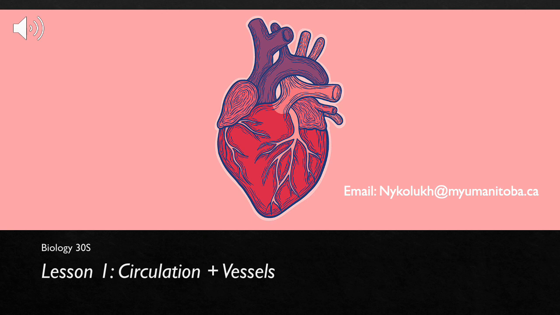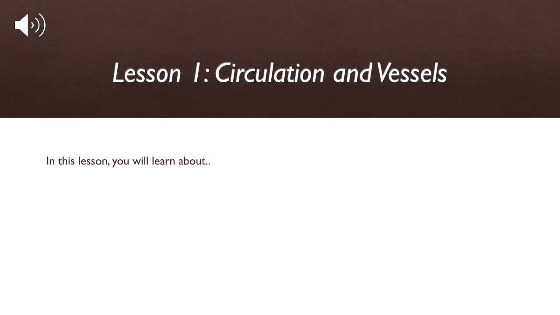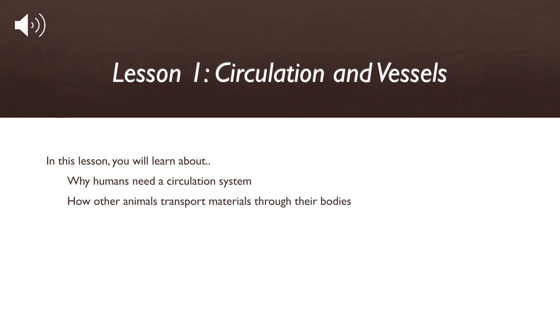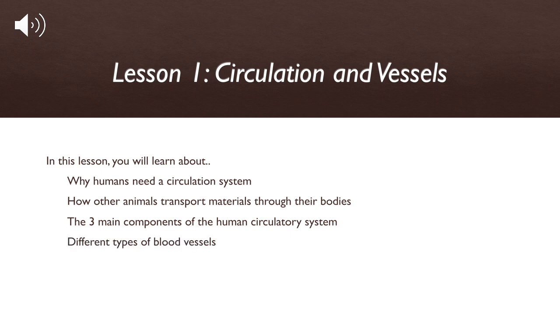This one's on circulation and vessels. So, in today's lesson, we're going to be learning about why humans require a circulation system to survive, how other organisms or animals transport materials throughout their bodies. We're going to be learning about the three components of the human circulatory system, and then we're going to finish off with different types of blood vessels found in our bodies.